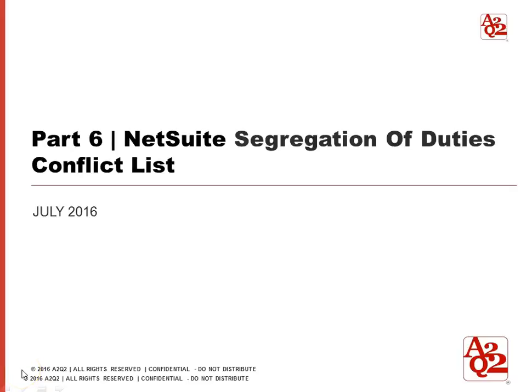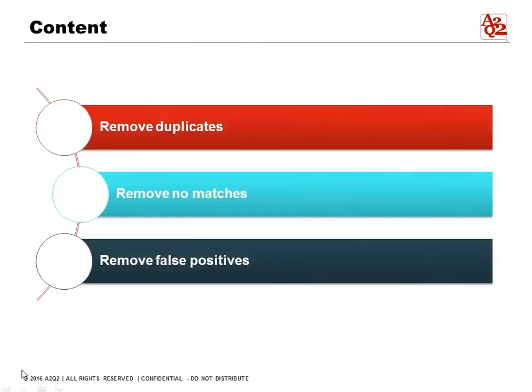Hello and welcome to Part 6, the last part in our Segregation of Duties analysis for NetSuite. And in this last part, we will finally come up with our conflict list. We did all of the steps in the previous parts 1 through 5 just to get to this final list now. So in this session, we're going to show you how to remove duplicates.